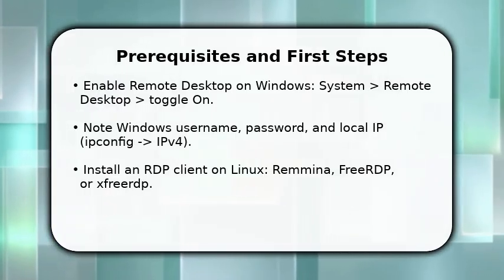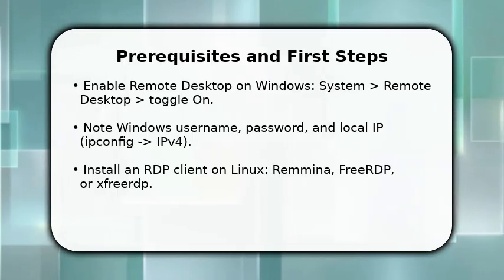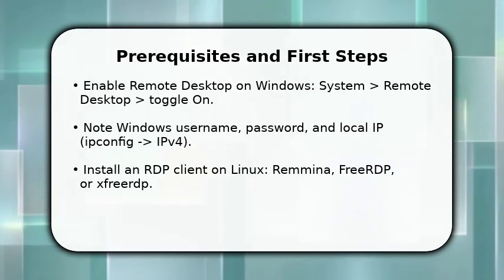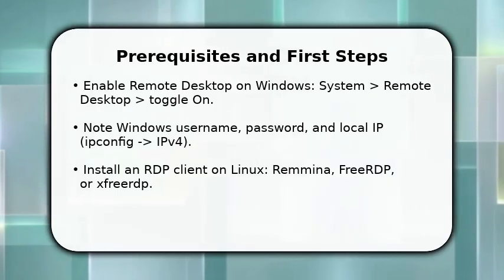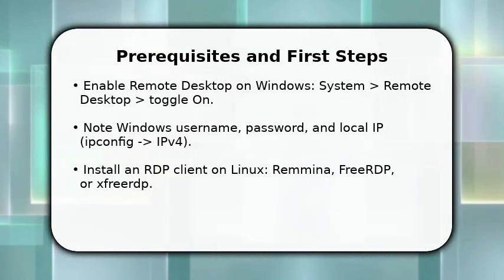On Linux, install an RDP client like Remmina or xfreerdp and verify network connectivity with ping. Once done, launch the client and create a new connection entry so you can fill host, username, and select RDP protocol before moving to authentication.